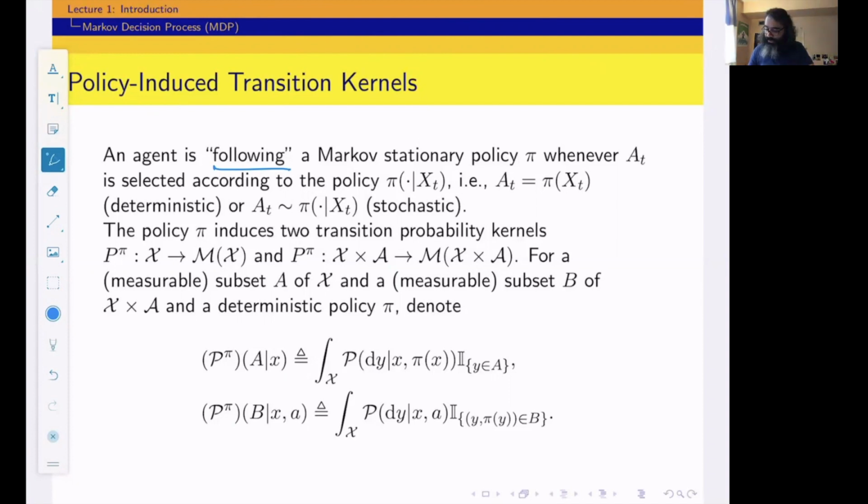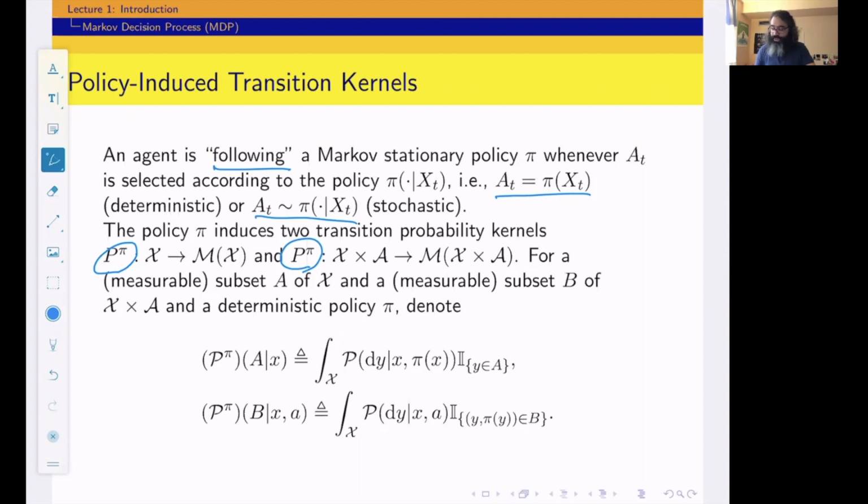So A_t would be π(x_t) when the policy is deterministic, or when it is stochastic, A_t would come from the distribution π(·|x_t). Then the policy π induces two transition probability kernels, P^π and P^π. The difference between them is that one is from states to distributions over states. The other is from state-actions to distributions over state-actions. So hopefully it becomes a bit more clear.